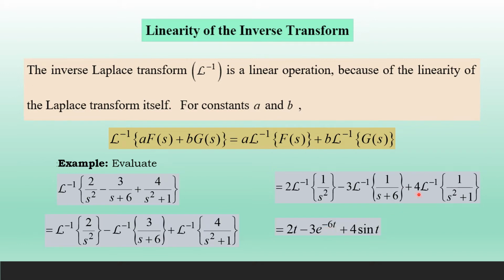Plus 4 times the inverse Laplace transform of 1 over s squared plus 1. This expression matches formula number 5 in the table of Laplace transforms, where k is equal to 1. So the answer for this inverse will be sine kt, with k equal to 1, so plus 4 sine t. The result for the inverse of this function is given by 2t minus 3e to the minus 6t plus 4 sine t.